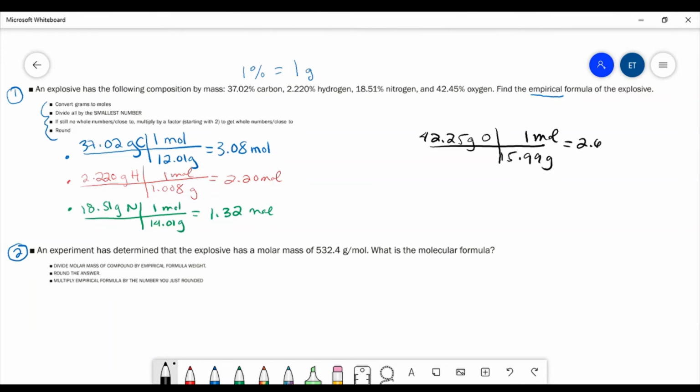After you obtain all your moles for each element, you're going to have to divide by the smallest number of moles. In this case, the smallest number of moles is 1.32. So you're going to divide every single one of these by 1.32.